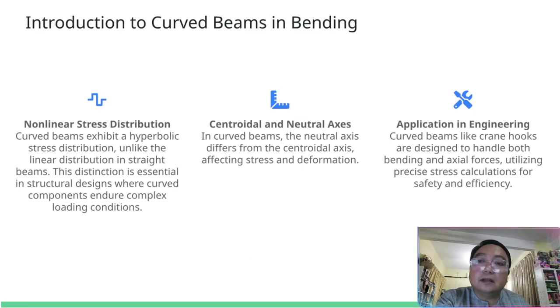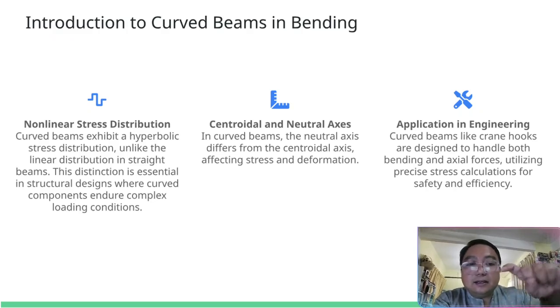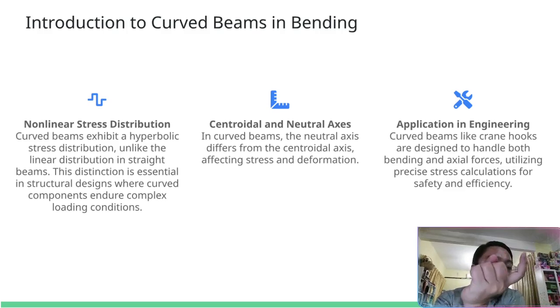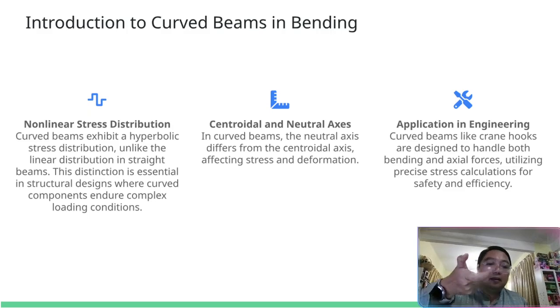So what is a curve beam? Things that you can see that are curved, like hooks. Like I'm curving my finger like this, resembling a hook. A hook is an example of a curve beam. It has a non-linear stress distribution, compared to the linear one in a straight beam, but now it is a curve.